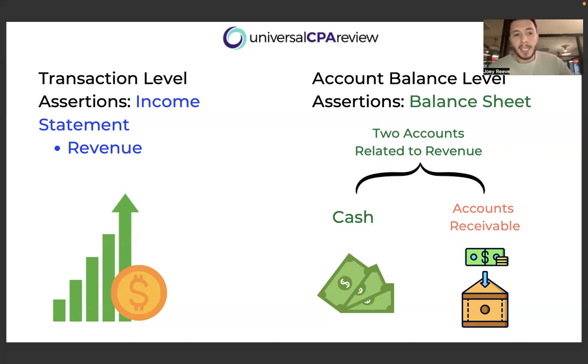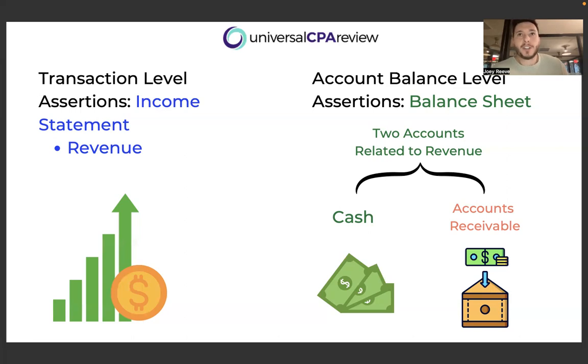Okay, so thinking about the income statement level assertions, or transaction level assertions, when it comes to revenue, we're thinking about the income statement, we're thinking about revenue. When we think about account balance level assertions, we're thinking about the two accounts that impact revenue the most. So we're thinking about our balance sheet.